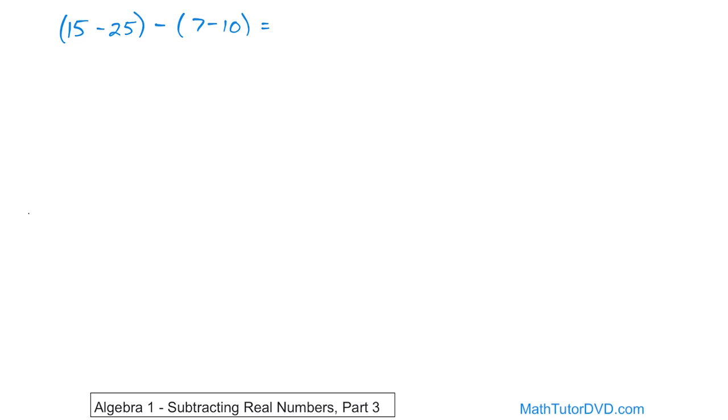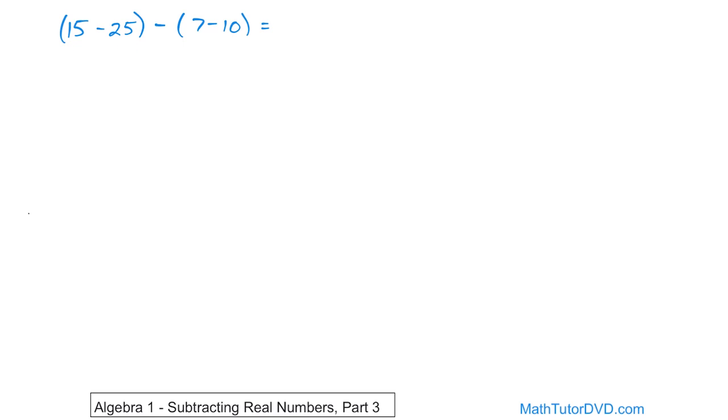Now, you have to start applying lots of things that you've learned here. First of all, you know that when you have parentheses, you really always need to do what's inside the parentheses first. That's the order of operations we talked about. So let's go ahead and do the 15 minus 25, and we'll do the 7 minus 10, and then we'll mess around with this subtraction much later. So what is 15 minus 25?